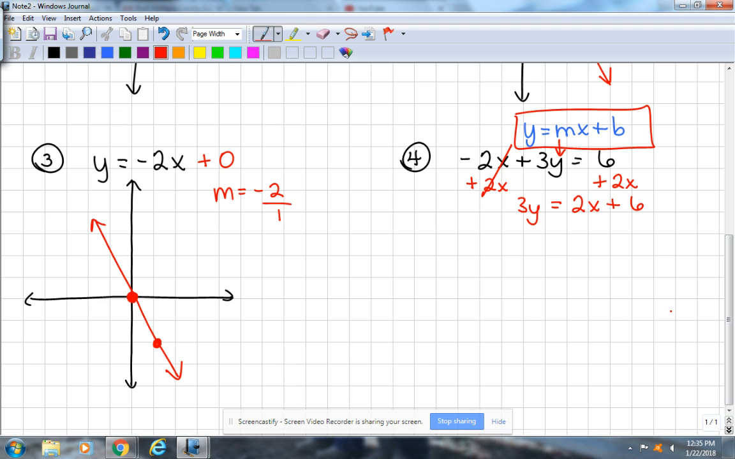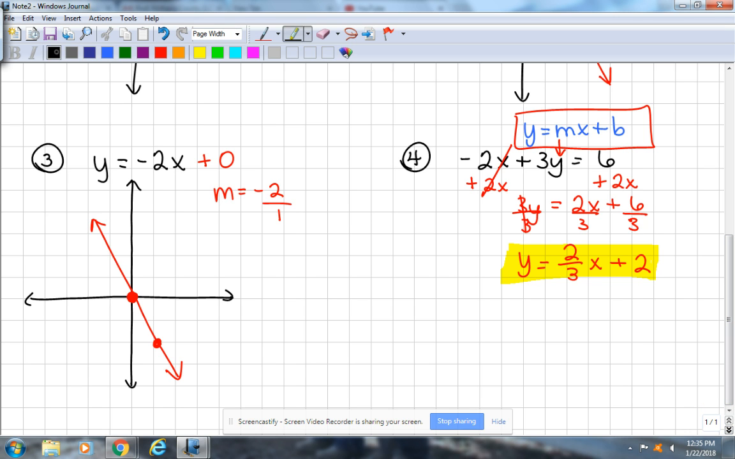And lastly, to solve for y by itself, I'm going to divide each term by 3. And then simplify all the parts. So 2/3 x is already simplified, plus 6 divided by 3 is 2. So now we have the equation y equals 2/3 x plus 2. And now it's in slope-intercept form. So now we are ready to graph this line.